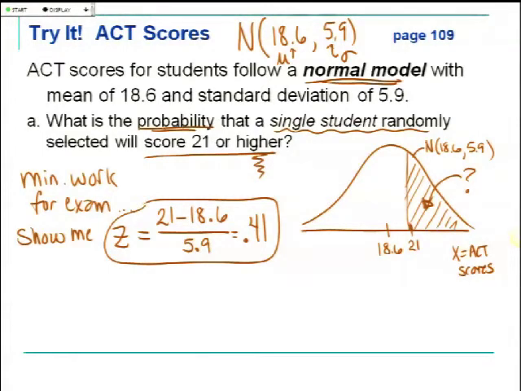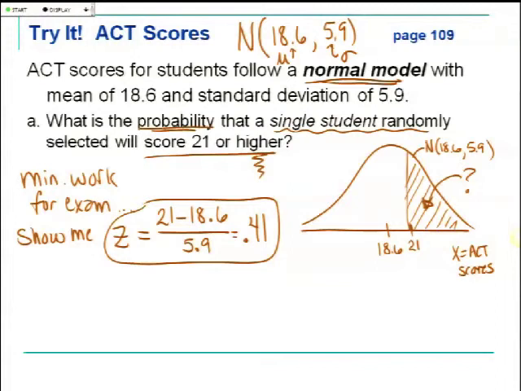All right, let's see how you're doing. ACT scores are normally distributed. That's all you have is a normal model for your variable x, your random variable. So we can talk about how likely is it that the next selected student is going to score 21 or higher based on this model.